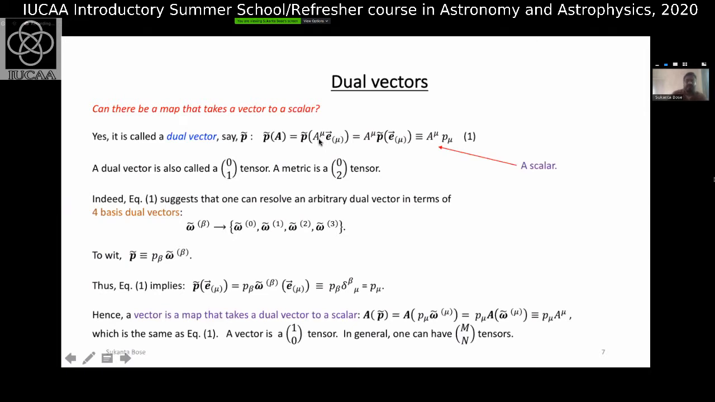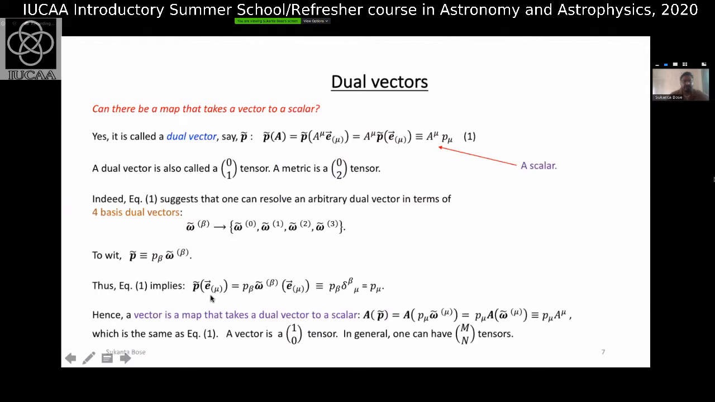Just like we expanded the vector A in terms of basis vectors, you can ask, can arbitrary dual vectors be expanded in terms of basis dual vectors? And the answer is yes. The idea is the same. We just call these omega tildes the basis dual vectors. Their components are again 1, 0, 0, 0, 0, 1, 0, and so on, except that I define the dual vector P tilde as an expansion, or a resolution, in terms of these basis dual vectors, and the components are P beta. These are the same components as the P mu here, as you can see as follows.